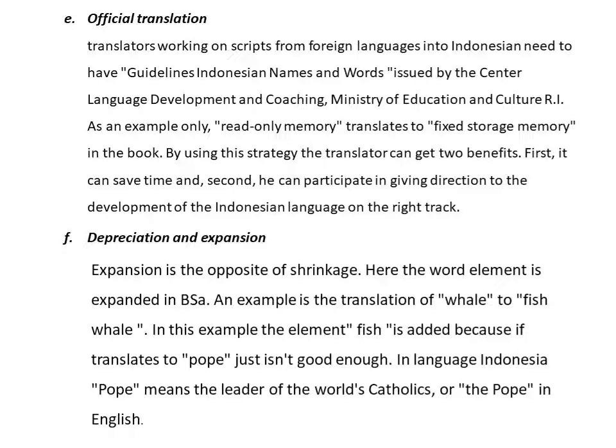1. Structural strategy. There are three basic strategies relating to structure problems: addition, subtraction, and transposition. A. Addition. Addition here is the addition of words because the structure requires it. Addition of this type is not a matter of choice but a necessity.